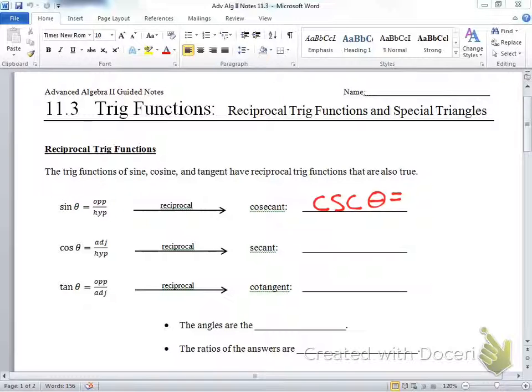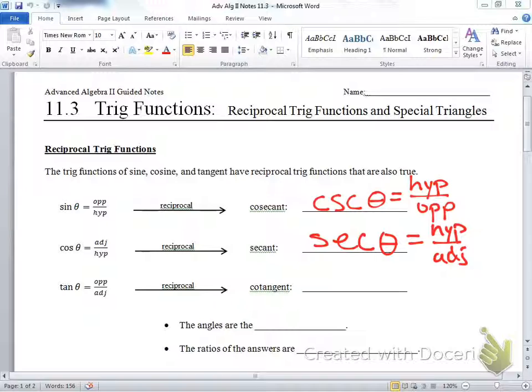So see how sine is opposite over hypotenuse? The cosecant is hypotenuse over opposite. That's it. You just flip it. Secant, we shorten with SEC. So if you want the secant of an angle, it's the cosine flipped. So this would be hypotenuse over adjacent. You just take the cosine and you flip it.